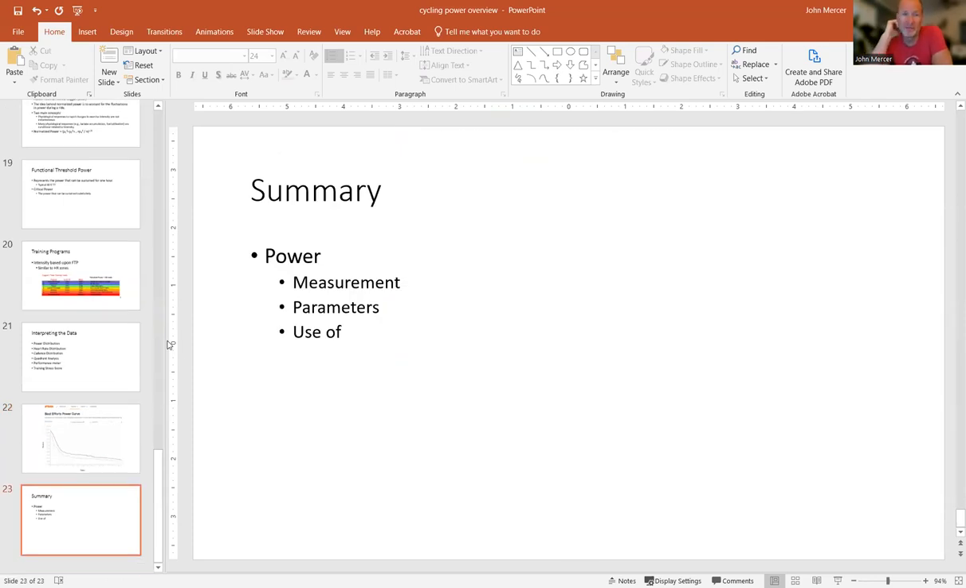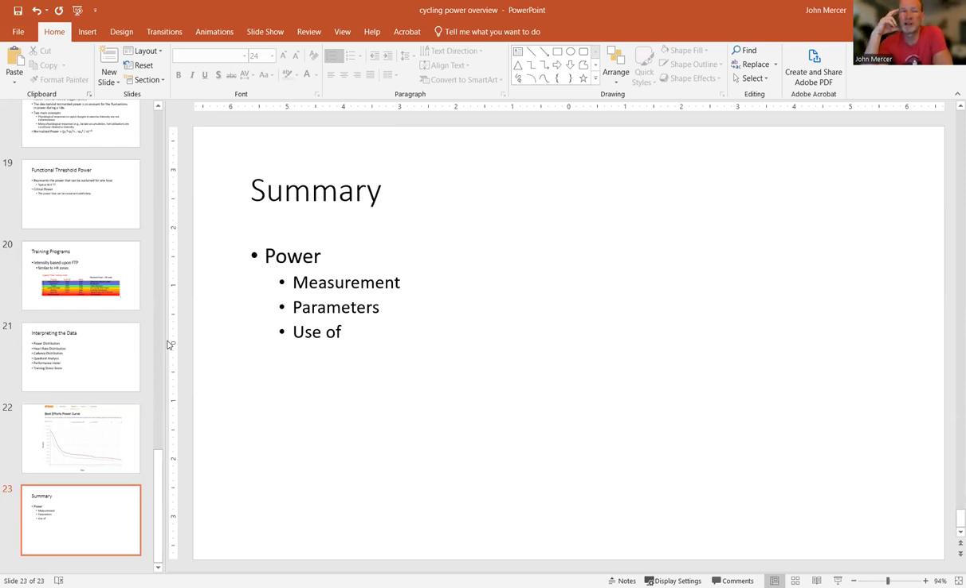Okay, just wrapping this up. Power, you need to know what that is. Rate of work being done, units watts, force times velocity, or torque times angular velocity. The parameters that I went over, average power, normalized power, functional threshold power, those are three big terms to know. And then how we use power, setting up training programs.